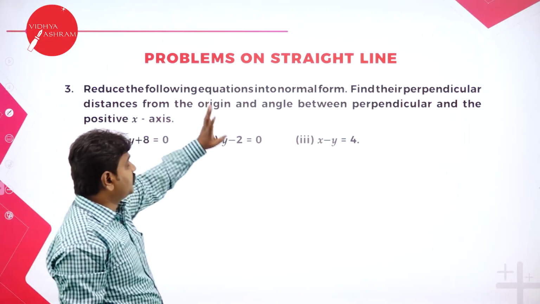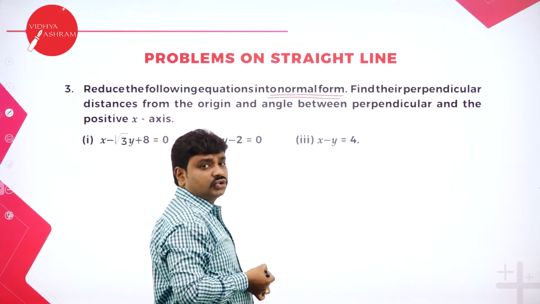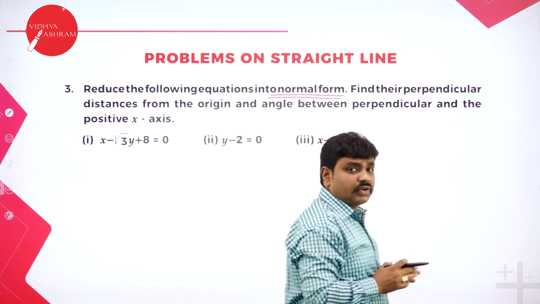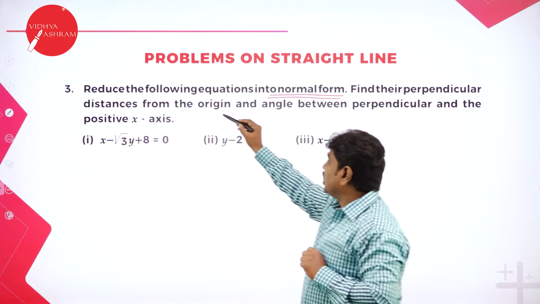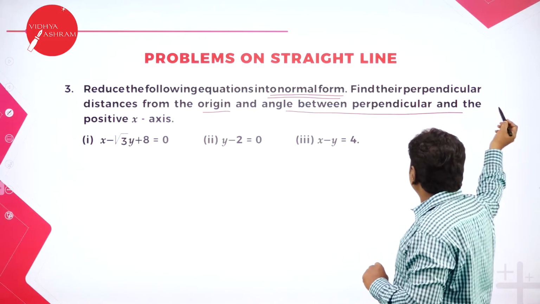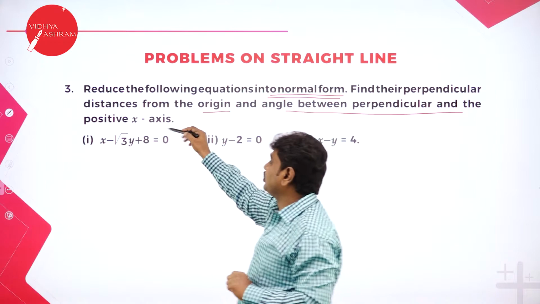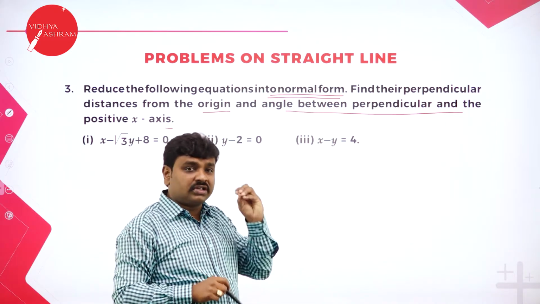Reduce the following equations to normal form. Very important, interesting also. They want you to reduce the given form to normal form. Find their perpendicular distance from the origin. They also want you to find the perpendicular distance and the angle between the perpendicular and the positive axis. Means they want normal form and the terms of normal form.